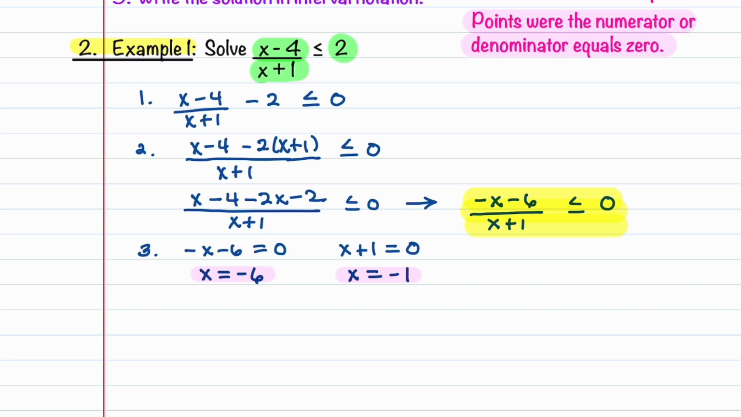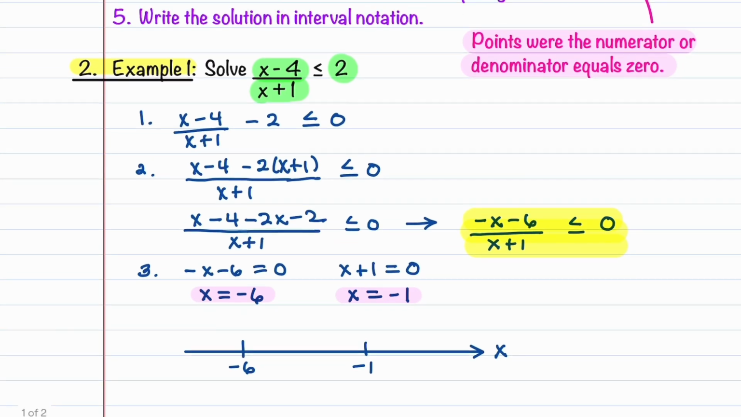Let's now plot these numbers on a number line. We'll just create a number line like this. We'll mark it as x, and then we'll put a -6 on it and a -1. The spacing totally doesn't matter. Now let's go back up and see what our fourth step is.